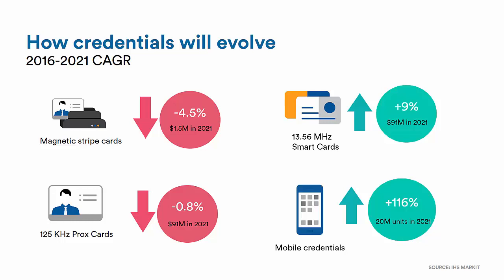Now, if you're very fresh to the world of access control, you may already be overwhelmed with the terminology that I'm throwing out there. But don't worry, as we'll be covering all of these different technologies very soon. All you should take away right now from this slide is that magstripes and 125 kilohertz cards are declining and smart cards are increasing. You'll also notice that mobile credentials will be growing at a whopping 116%.